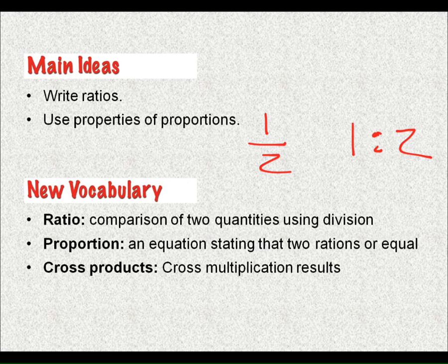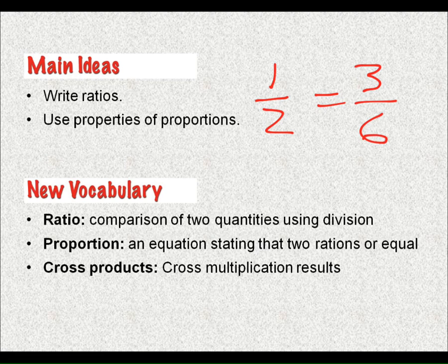Okay? A proportion is two of those things that are equal to each other. So if things are proportional, it would be like 1/2 is equal to 3/6. That's two ratios that are equal to each other. 1/2 and 3/6 are equivalent. We call that a proportion, when two ratios are equal.